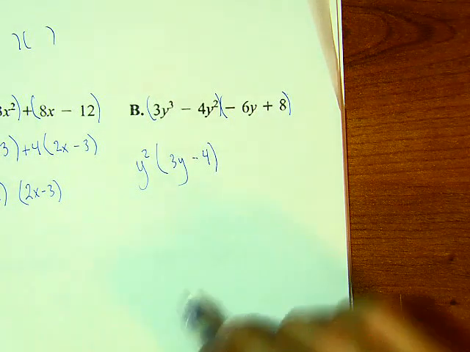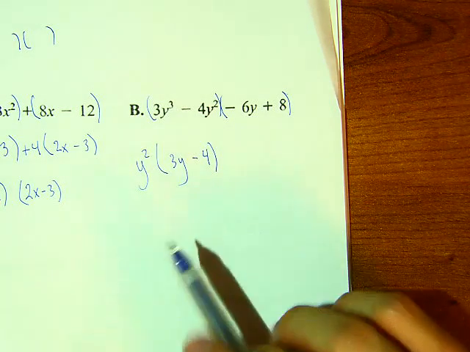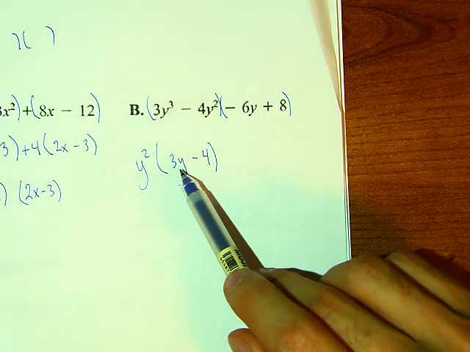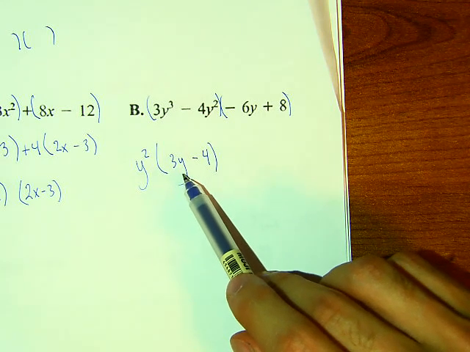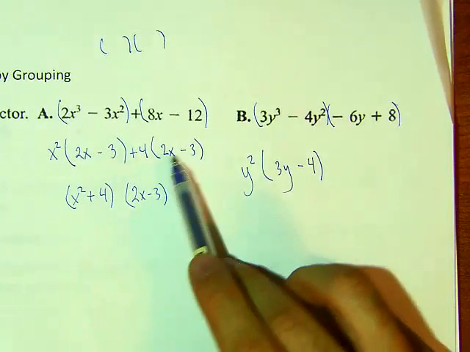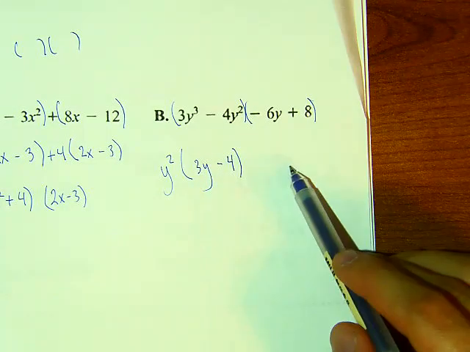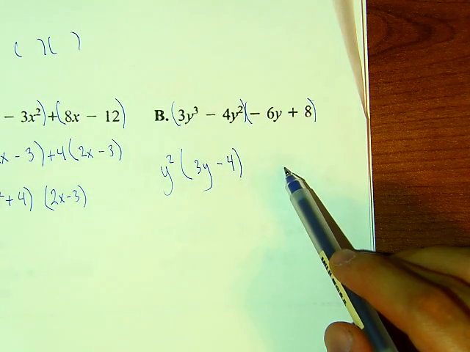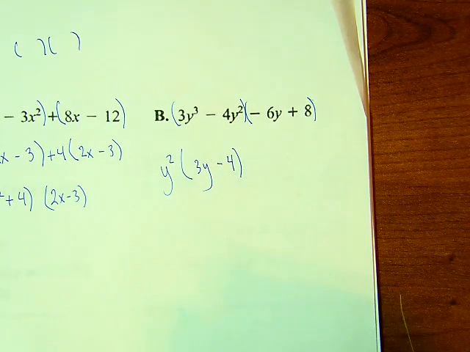Now, I'm going to pause you. I'm going to tell you to pause and think about this for 1 second. If you have this 3y minus 4 over here, what must you get over here so you can do this little factor by grouping? You need to get another 3y minus 4 over here, okay? So do what you can to try and get a 3y minus 4 over here.